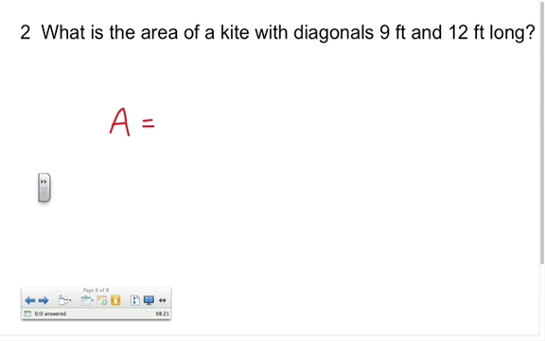The area? 54 square feet. Just to clarify, it's 1/2 times 9 times 12.